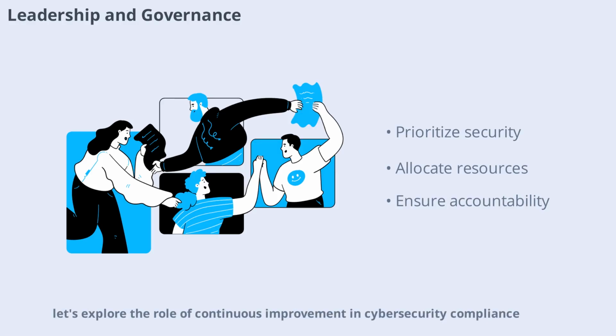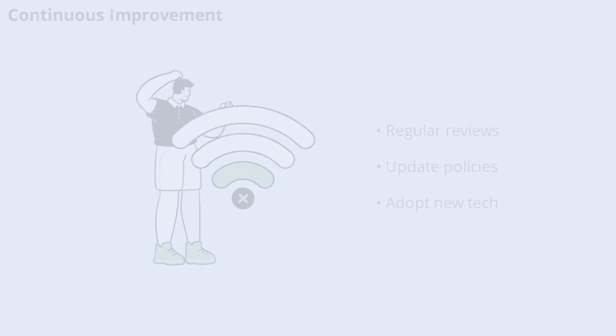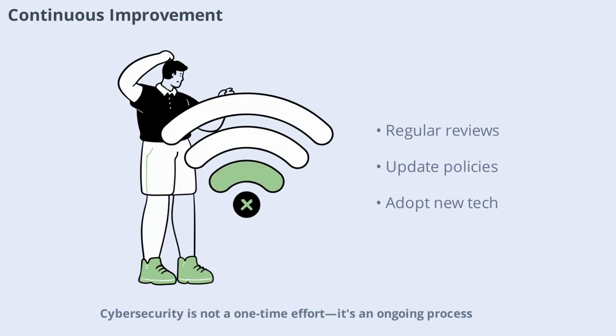Next, let's explore the role of continuous improvement in cybersecurity compliance. Cybersecurity is not a one-time effort, it's an ongoing process. Regulations encourage organizations to continuously review and improve their security measures. This includes regular risk assessments, updating policies, and adopting new technologies. Continuous improvement helps organizations stay ahead of emerging threats and maintain compliance. By fostering a culture of learning and adaptation, companies can better protect their data and reputation.